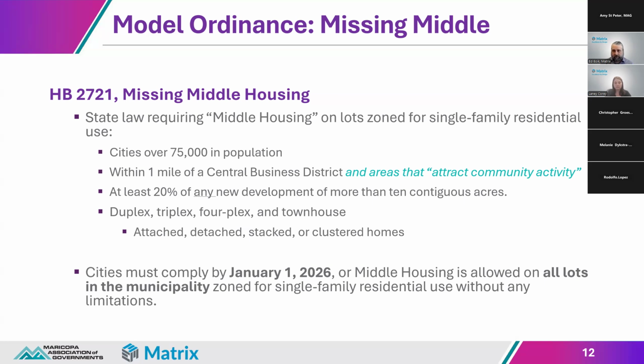So duplexes, triplexes, fourplexes, and townhomes would all have that same level of administrative over-the-counter review that these single family homes get. The risk of not complying is that you will have missing middle housing allowed on all of the lots in a municipality zoned for single family residential without any limitations if you don't get this put into place. But fortunately, you have a little bit more time to figure out the details on this and how to make it work properly than you did for the ADUs.